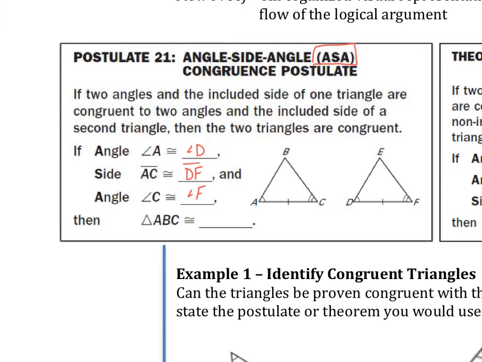So we have angle, side, angle. And we would say triangle ABC is congruent to triangle DEF. So we can prove triangles are congruent if we only know one of the sides.